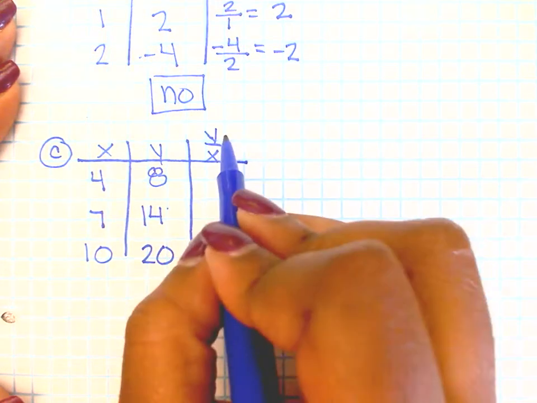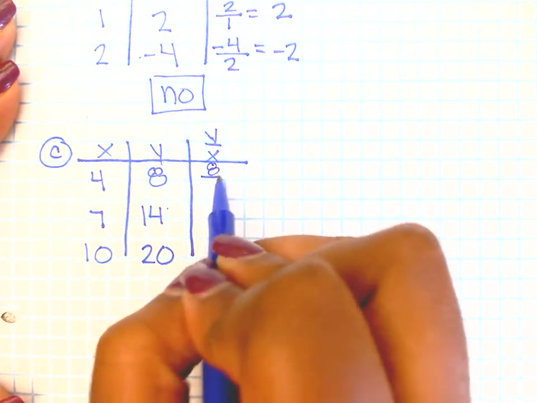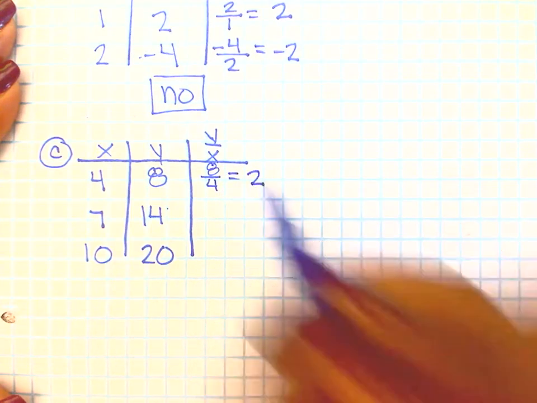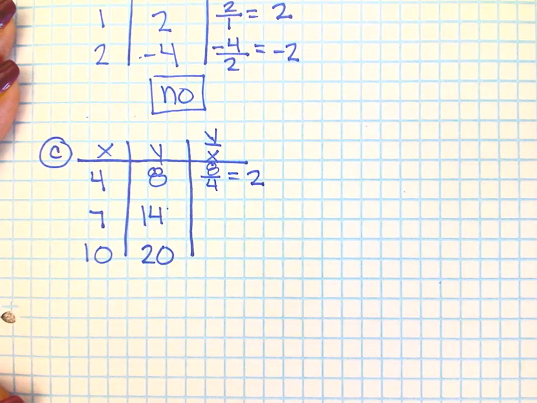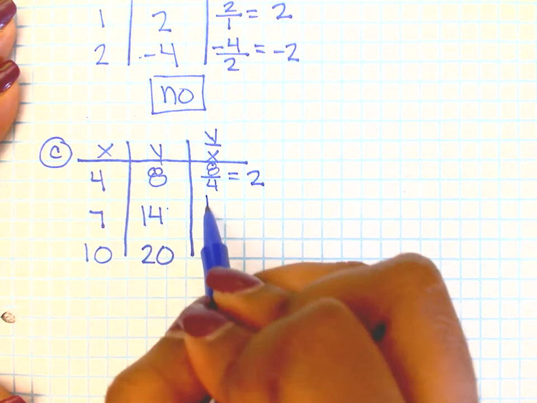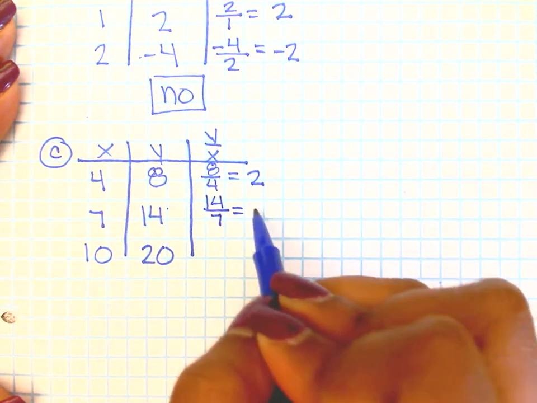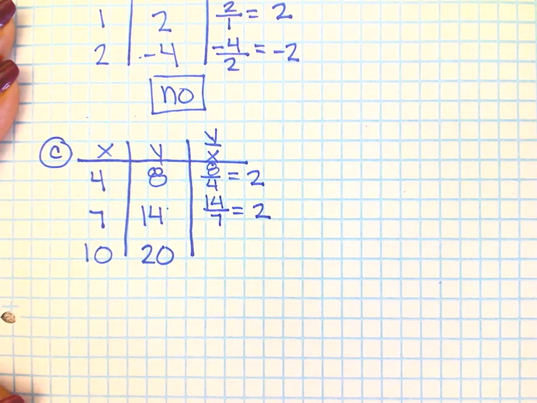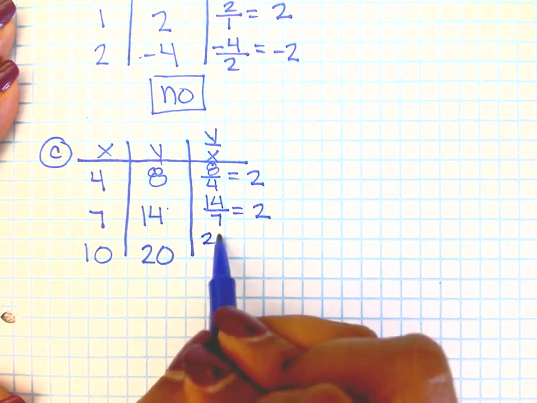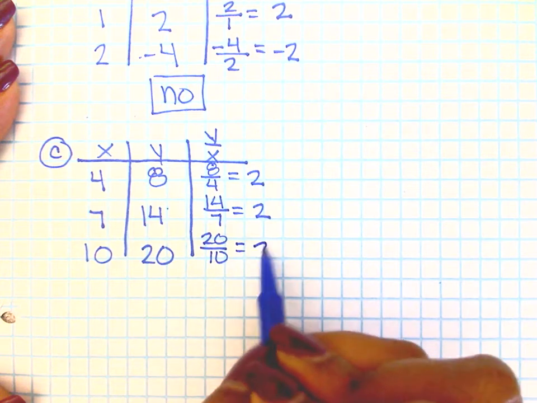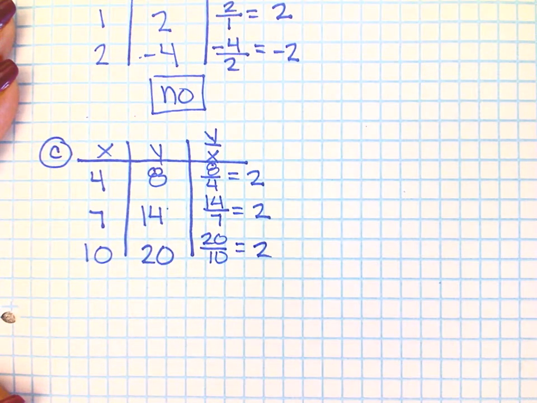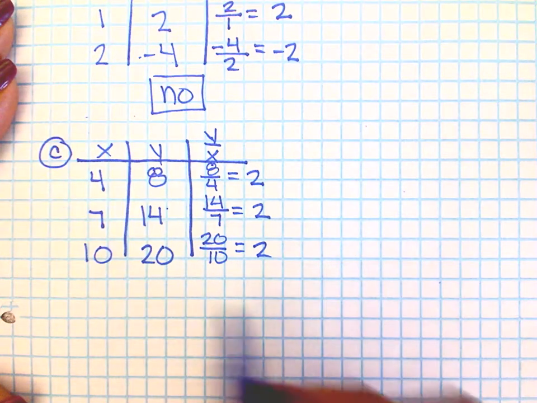Yeah. Y over x. 8 divided by 4. Oh, that's 2. Easy. Let's try the next one. 14 divided by 7. Oh, that's 2. I see where this is going. 20 divided by 10. That's 2. Remember, everyone should be writing with me, so if you don't have a pen in your hand or a pencil, I'm a little skeptical. Alright, so we do see a pattern. We see that we get 2. So is this a direct variation? Yes.